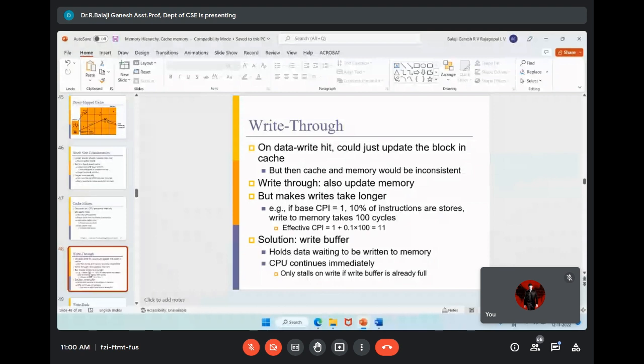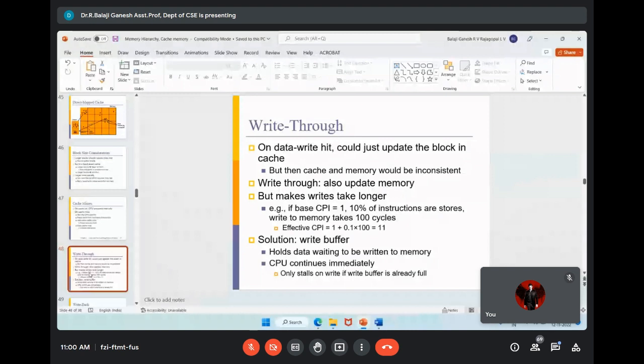That means write through is one of the schemes in which, once the data is modified in the cache, that particular data item also gets updated in the main memory immediately. Whatever modification happens in the cache has to be reflected immediately in the main memory. So for that, additional clock cycles are required.